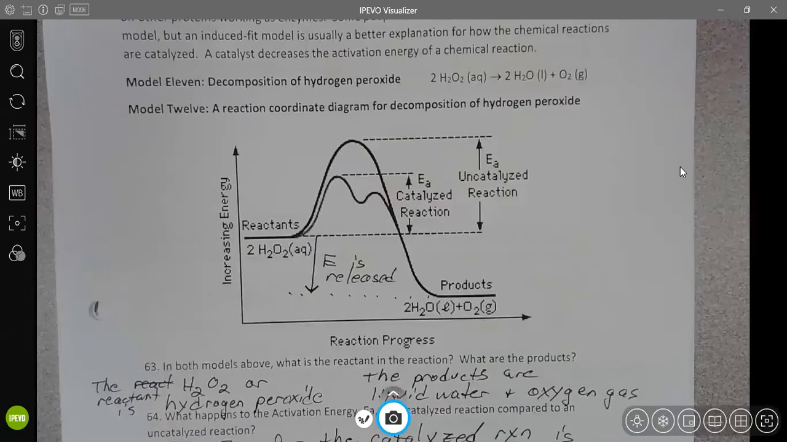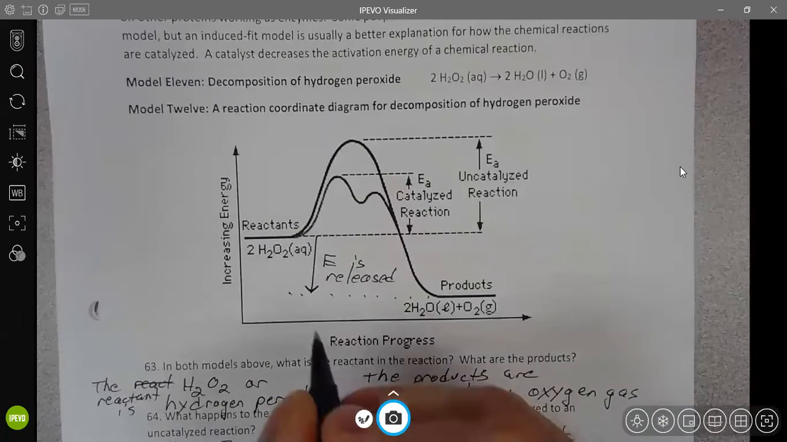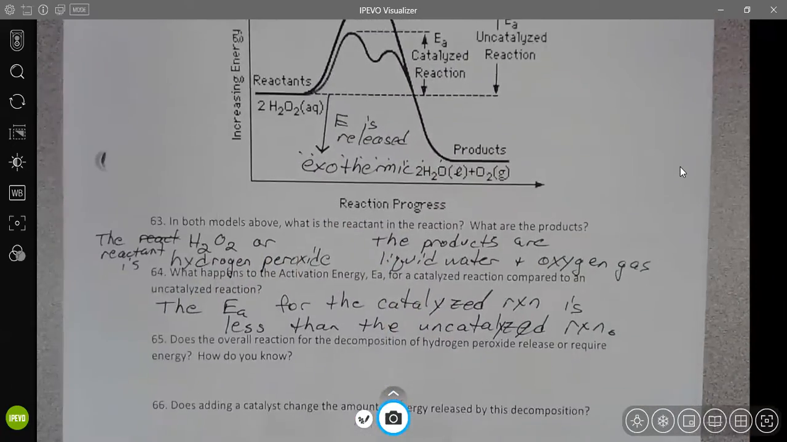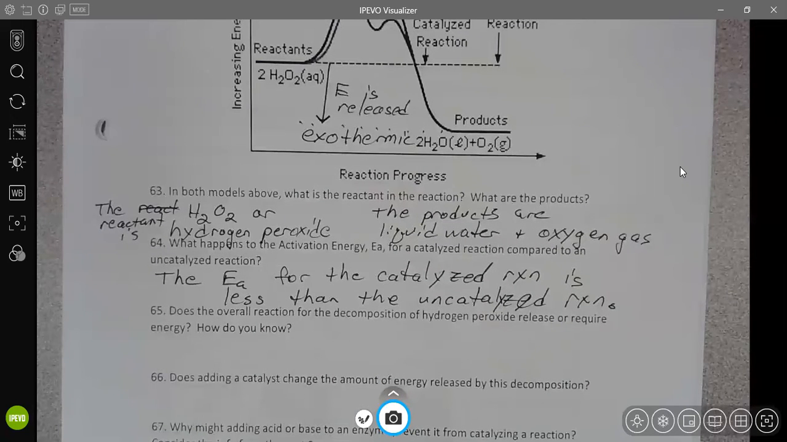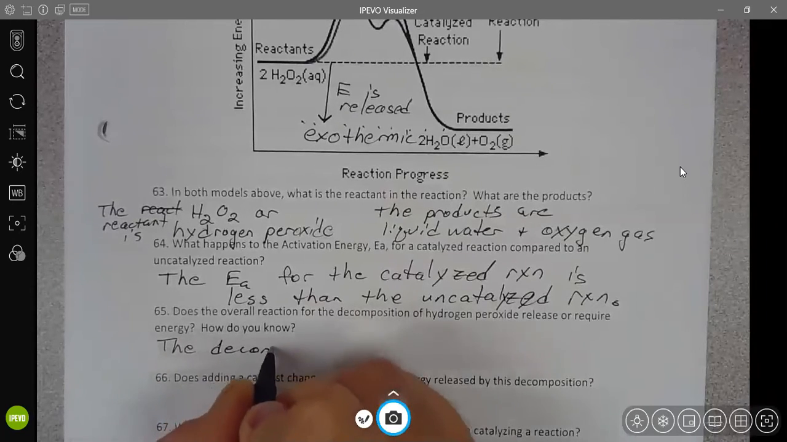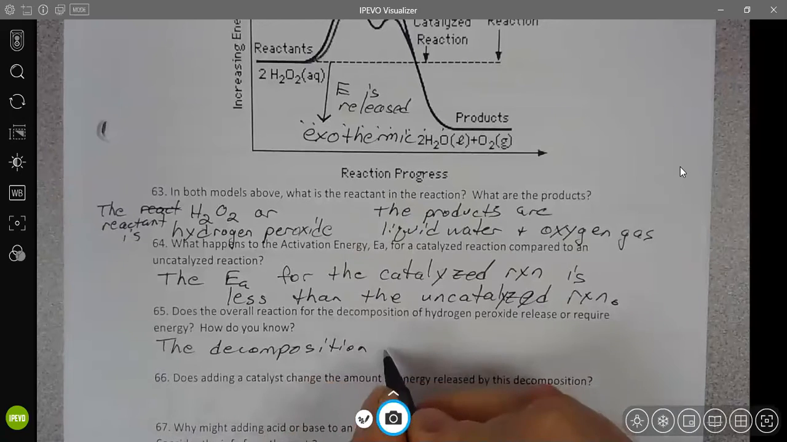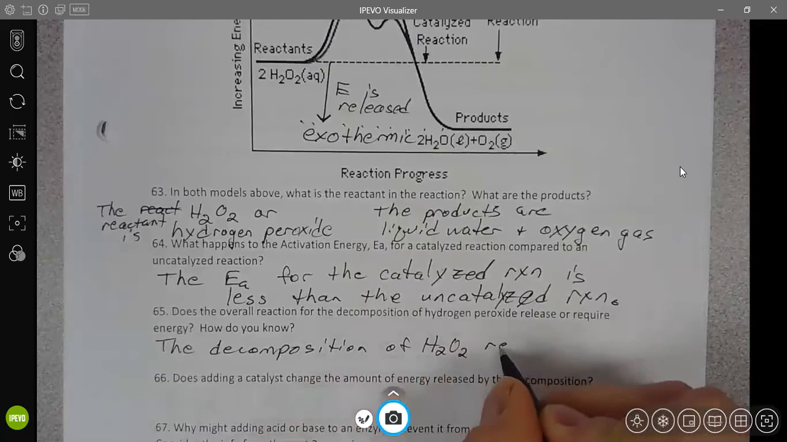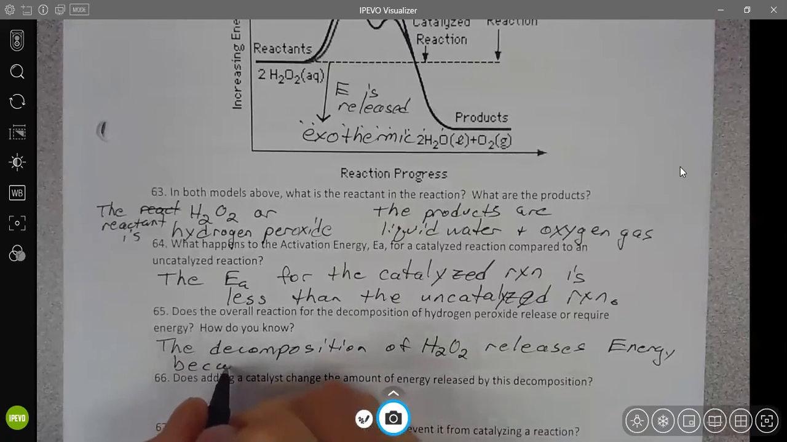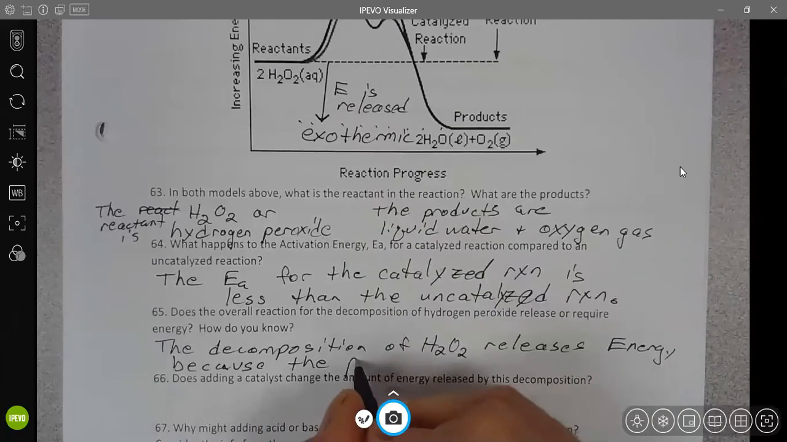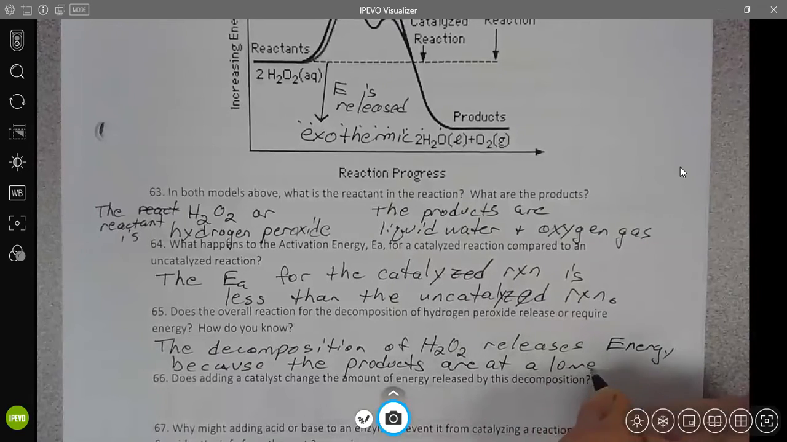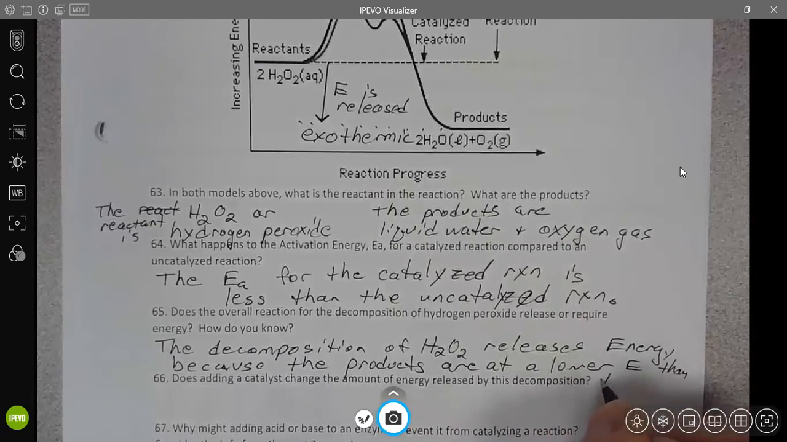And when energy comes out of a chemical reaction, we would call that exothermic. Exo being out, thermic being related to heat, which then is related to energy. So does the overall reaction for the decomposition release or require energy? The decomposition of H2O2 releases energy because the products are at a lower energy than the reactants.